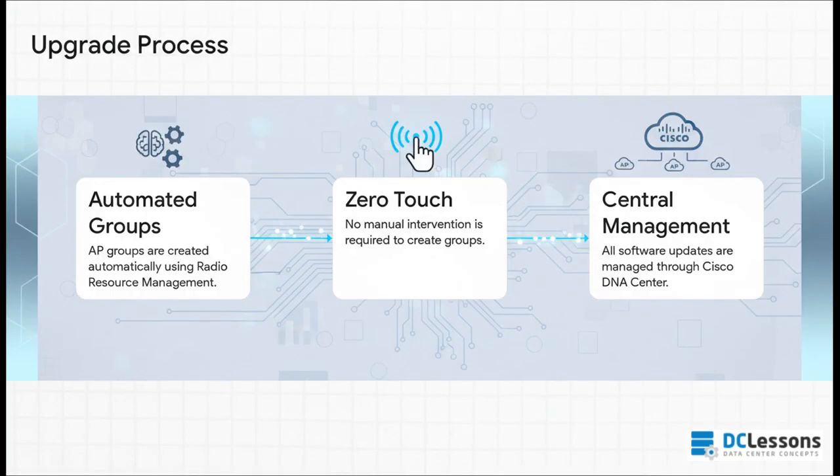Now this is where it gets really cool. This whole process is almost completely automated. Using radio resource management, the system intelligently groups nearby access points together by figuring out which APs can hear each other. Then, from Cisco DNA Center, you just push the upgrade. The system upgrades one group at a time, making sure neighboring APs stay online to provide coverage. It's a zero-touch, hitless upgrade. This is a total game changer for network admins. No more late nights, no more user complaints.